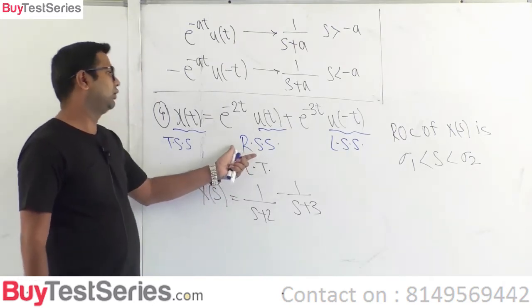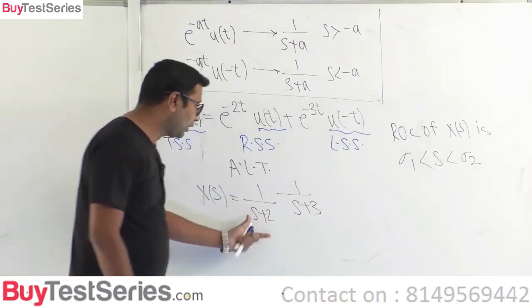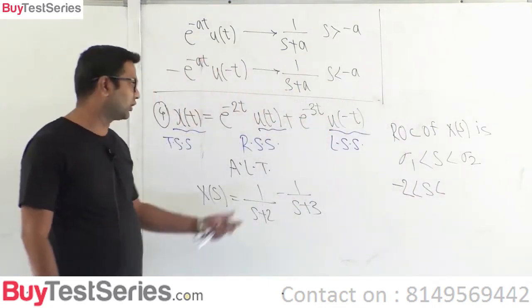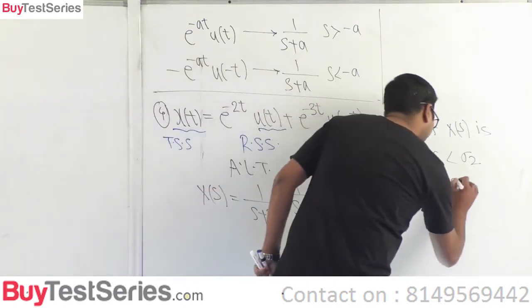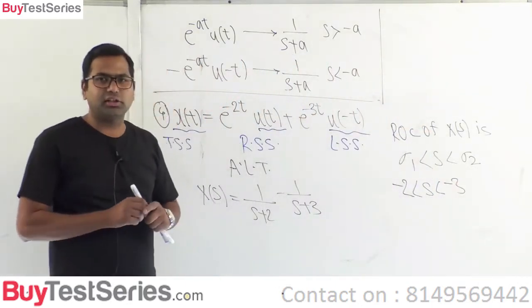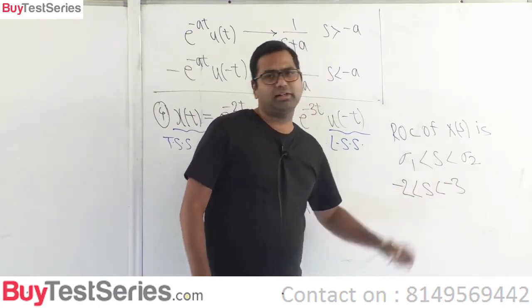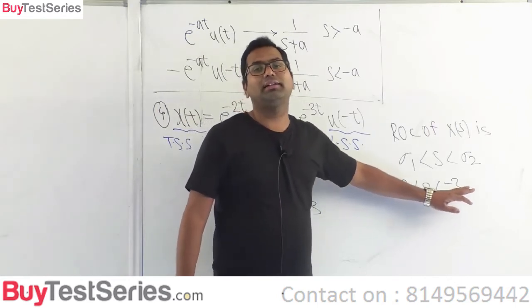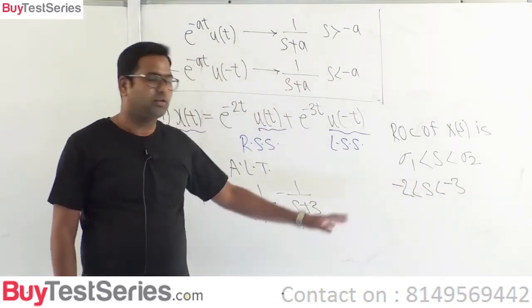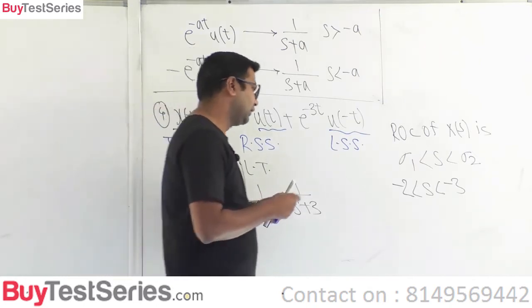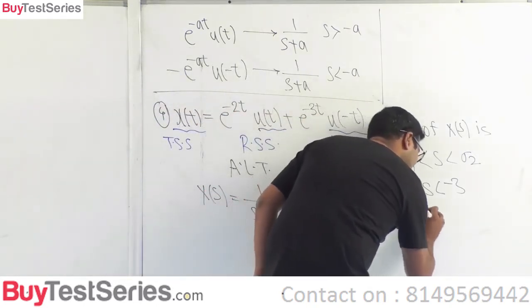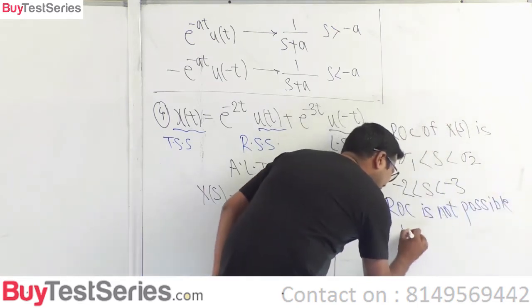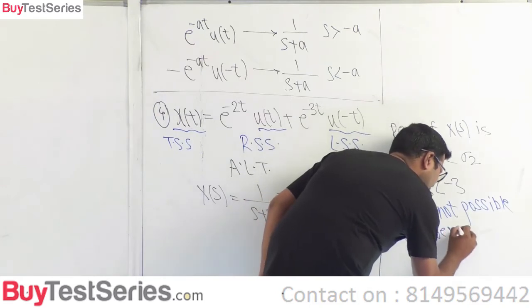So sigma 1 should come from the right sided portion, therefore sigma 1 will be minus 2, whereas sigma 2 should come from the left sided portion, therefore sigma 2 will be minus 3. Therefore, if you observe, the ROC is minus 2 less than S less than minus 3. You cannot have a value of S which is greater than minus 2 and less than minus 3 at the same time. Such an ROC is not possible. Since the ROC is not possible, we will say Laplace transform does not exist.